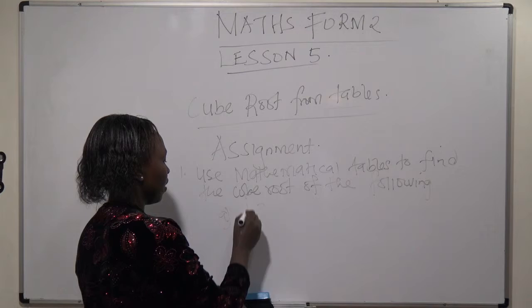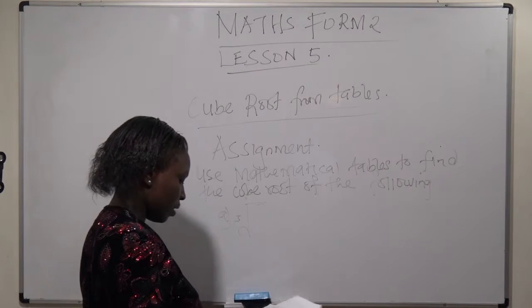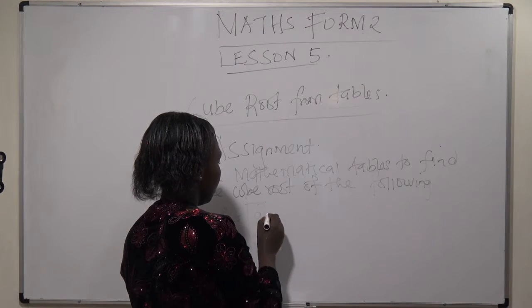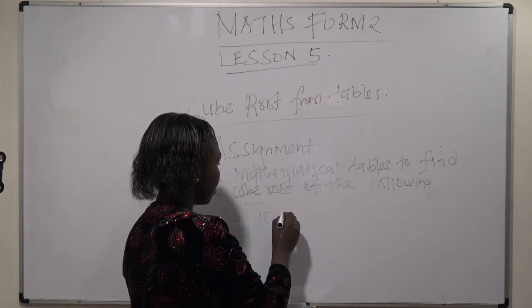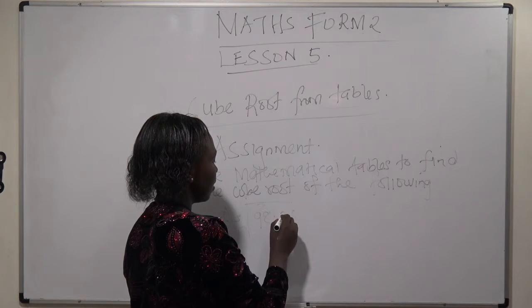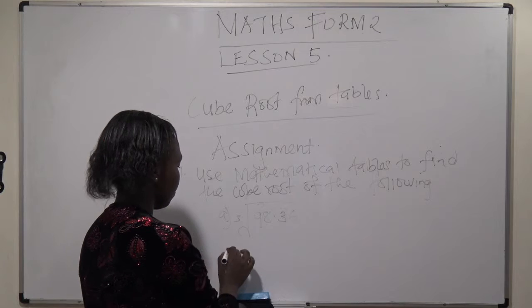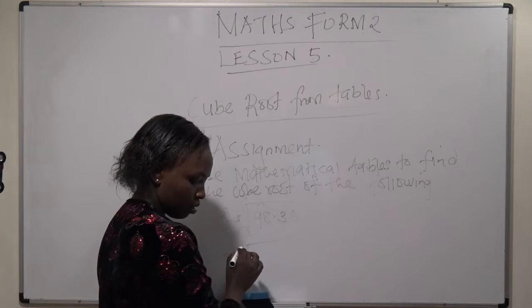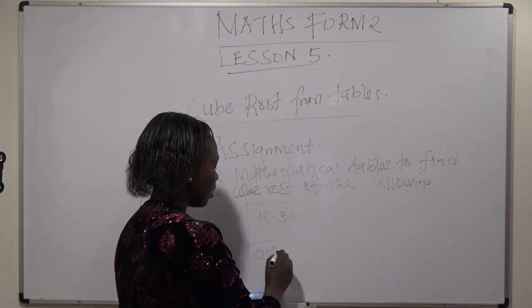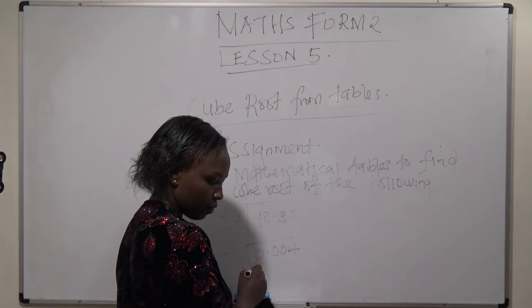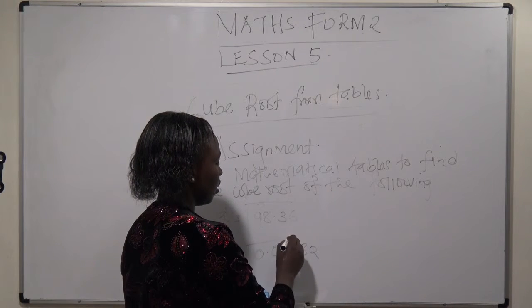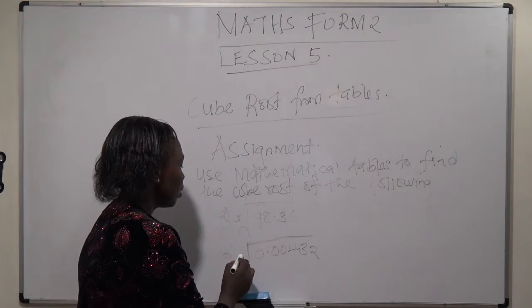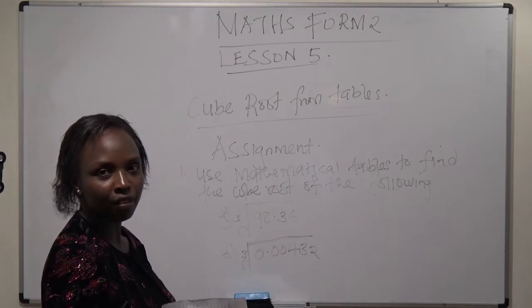Number A, find the cube root of 98.36. Number B, find the cube root of 0.00432. That marks the end of our lesson for today.